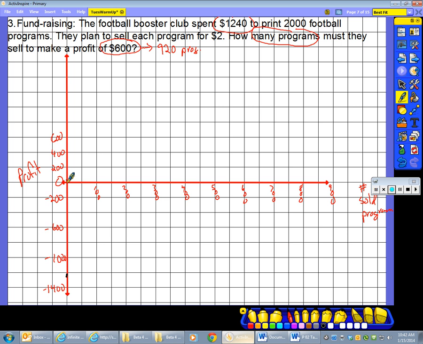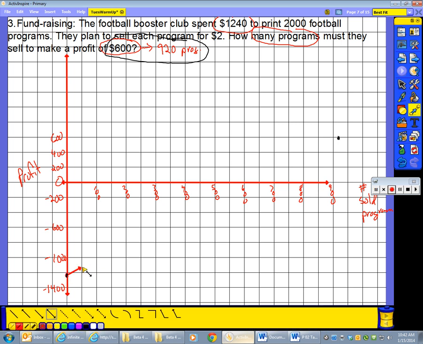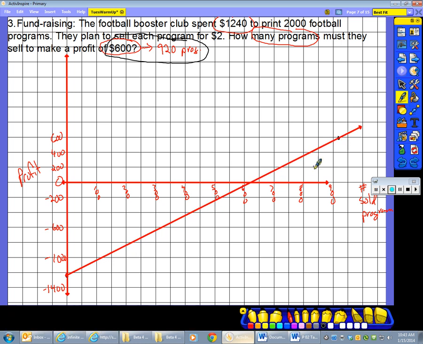And then if I was to sell 920 programs, I would have a profit of 600. So here's 900, this line right here, so 920 would be just barely past it. We know this is 900, that's 1,000, this is 950, so 920 would be kind of like right here. So at 920, I'm going to go up to $600 profit. I sell 920 programs, and then I'm going to connect my points. So I'm going to go from here all the way out to there. And now I have graphed number 3.